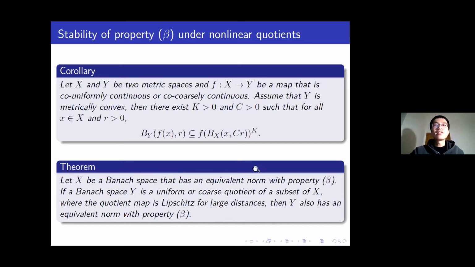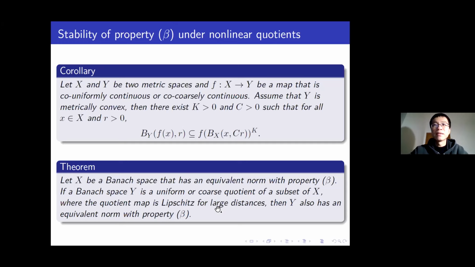So the theorem is like this. The theorem is about the stability of property beta under uniform or coarse quotient. The stability of property beta under uniform quotient, as I mentioned, is due to Dilworth, Kutzarova, and Randrianarivony. And what I prove is the coarse version. But since these two notions can be unified, I just put them together.